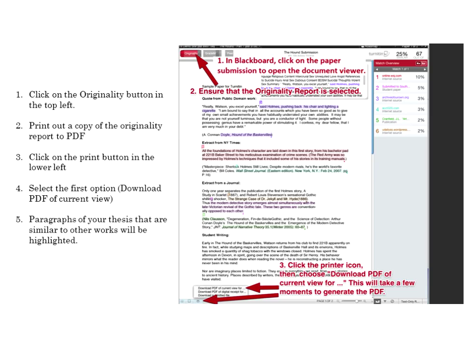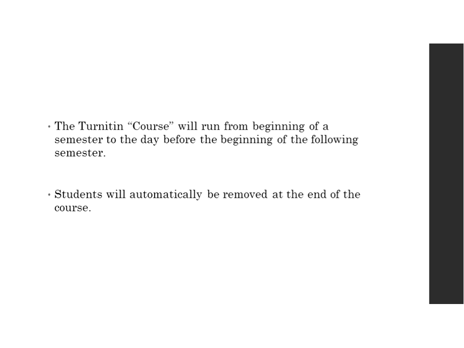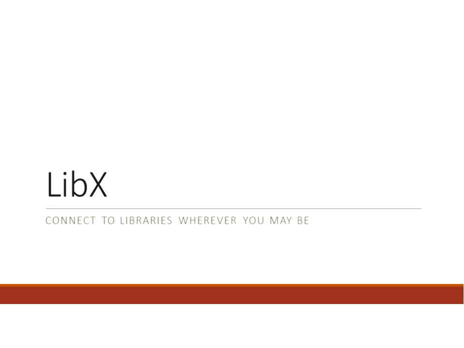The Turnitin course will run from the beginning of a semester to the day before the beginning of the following semester. So it's going to be well beyond 16 weeks. Students will be automatically removed at the end of the course. And that's pretty much it. Are there any questions about it?